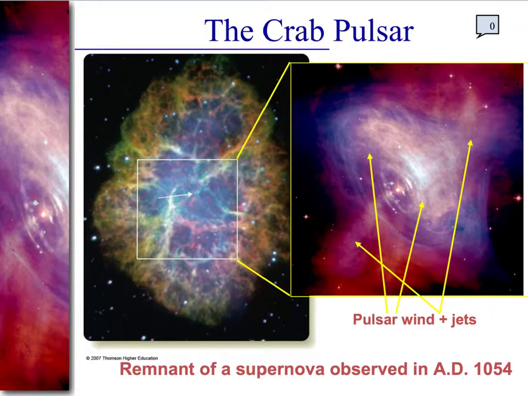So here is the Crab pulsar. This is a remnant from a supernova that was observed in 1054 AD. So it's right here, and here you can see the pulsar winds and jets. There is the star itself. Here is a jet being emitted. There is another high energy jet.